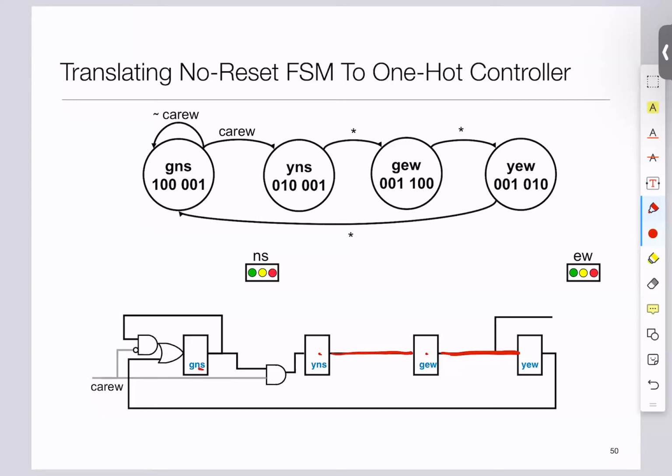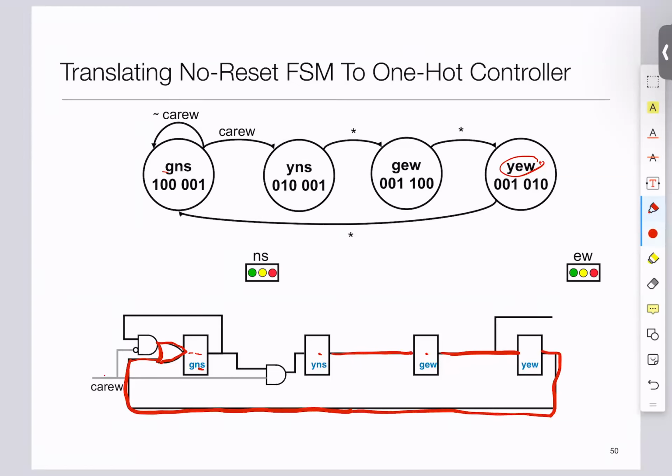But GNS is tricky. In GNS, if the sensor says there is no car on east-west, then I stay put. So there are a variety of ways I can make GNS 1. One is I was in YEW, and next clock cycle, I will go to GNS. So that's one case. So OR gate, I get this part.